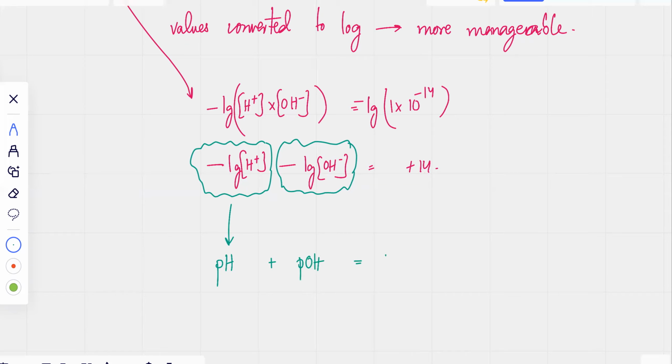Together they should be equal to 14. With pH, we're simply tracking the concentration of H plus 1 ions. We don't track pOH because it's understandable: if pH goes up, pOH comes down. If H plus 1 goes up, OH minus 1 comes down; if H plus 1 comes down, OH ions go up. So you don't need to track both. You can simplify your life by tracking just one of them, and the other is the opposite.